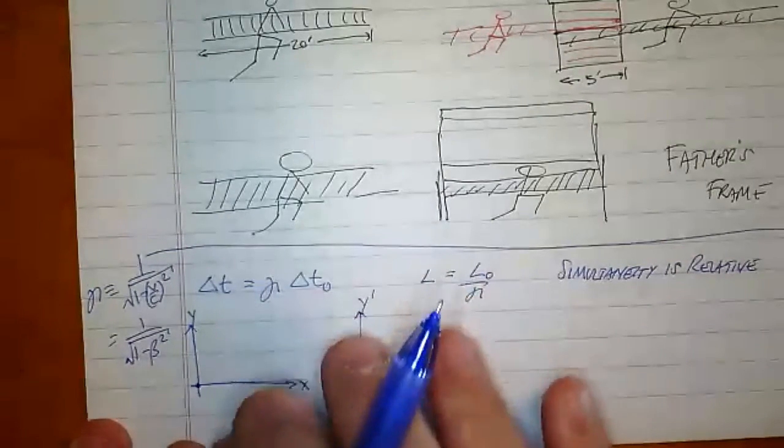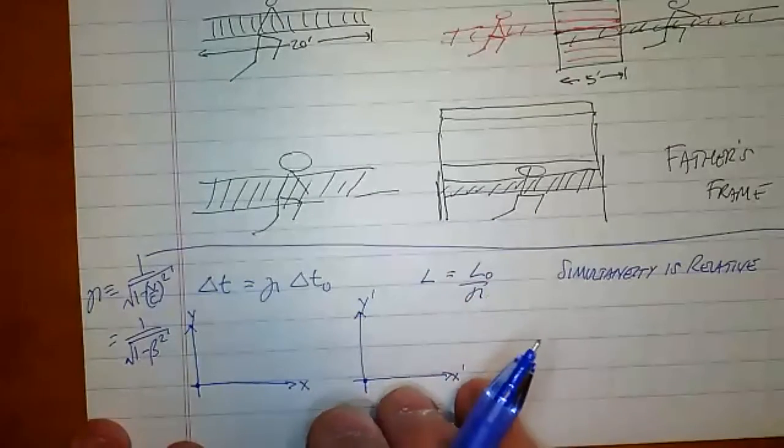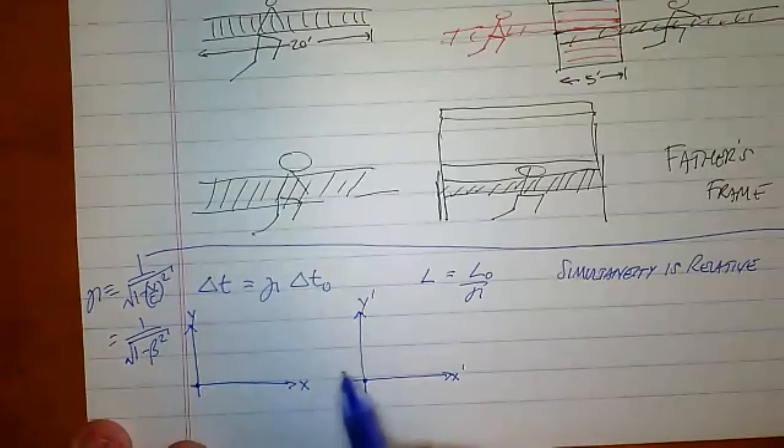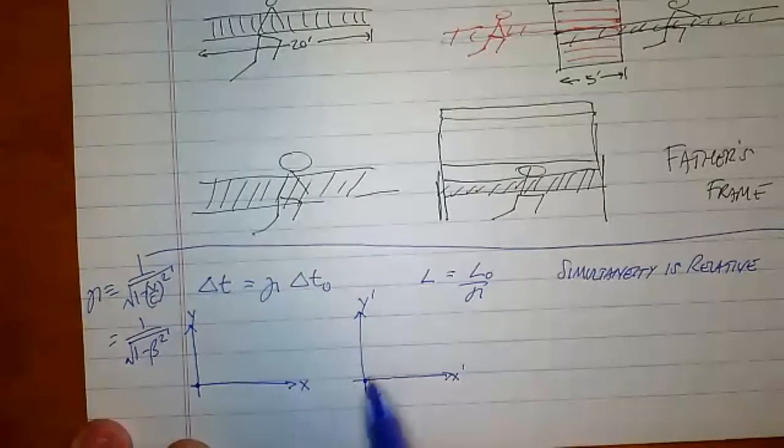Okay, that's important. You have to have this for these results that I'm going to give you. So at t equals 0, the origins have to be in the same place, and the positive x-axis has to agree with the positive x prime direction. In other words, they have to be parallel. Similarly, the positive y direction has to be parallel to the positive y prime direction.